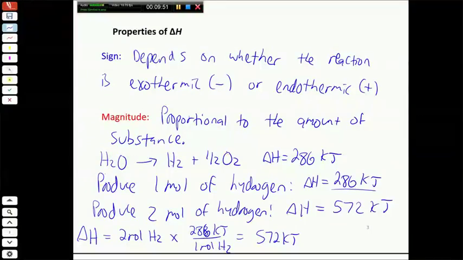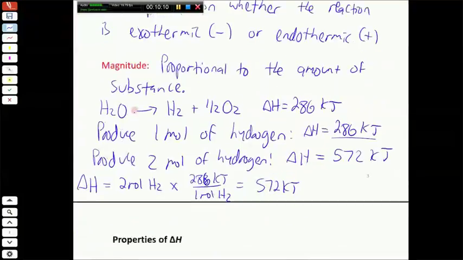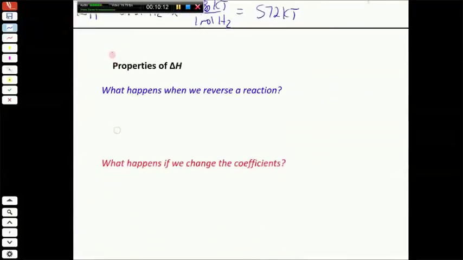So that's how we can use delta H, and we can say then that the amount of heat that's either absorbed or released by a chemical reaction depends on the scale of the reaction, depends on how many moles of substance are involved, and at least that should be, I think, intuitively pretty reasonable. So that's some properties of delta H. Now let's look more specifically at how delta H changes when we either change or combine chemical equations.